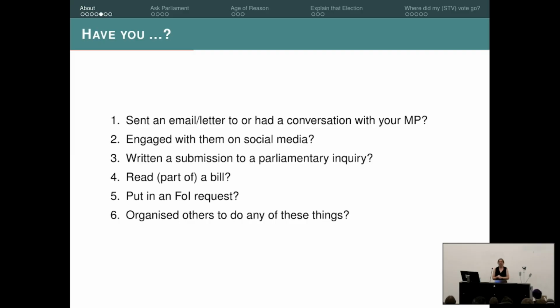Put up your hand if you've put in an FOI request. Put up your hand if you run a fabulous website that helps people put up FOI requests. Yay. So I love the Open Australia Foundation and righttoknow.org. And if you haven't seen it, please go and have a look because it's fabulous. Okay, put up your hand if you've organised a group of other people. Yeah, a few people. That's great. In some ways, it's the organisation that is actually kind of the thing I don't understand.